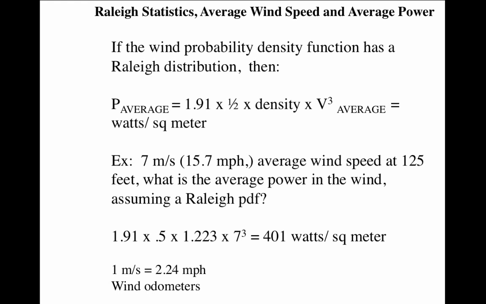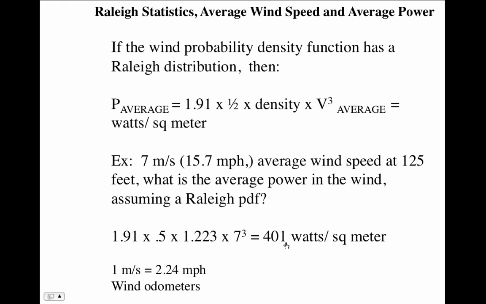And there are ways in which you can prove, though we won't do it here, that the average power, if it's a Rayleigh distribution, is 1.95 times a half times the density times the average wind speed cubed. And so in this case, you can get the average power from the average wind speed using this formula, assuming that it has a Rayleigh distribution. So if you've got a 7 meter per second average wind speed at 125 feet, the average power in the wind is 400 watts per square meter.